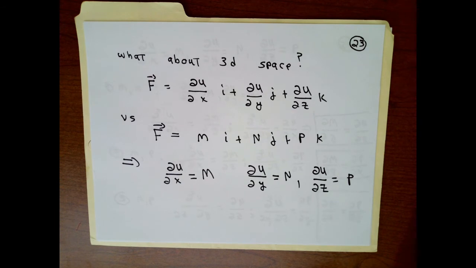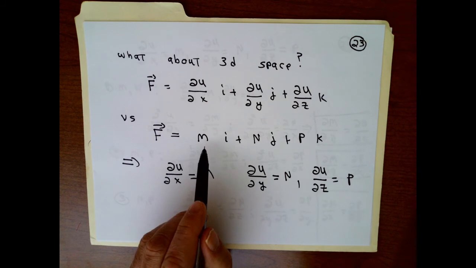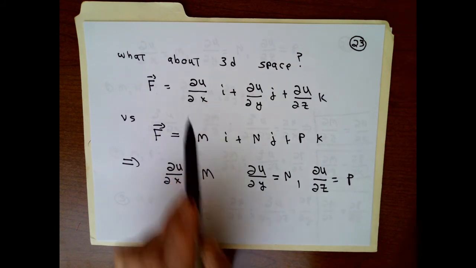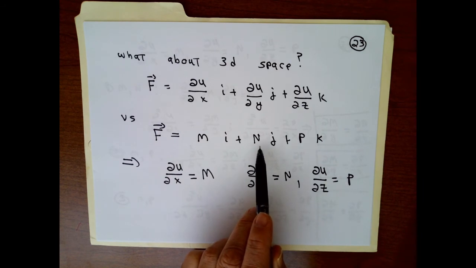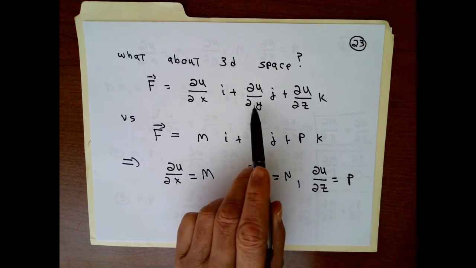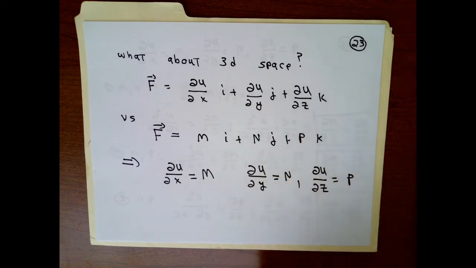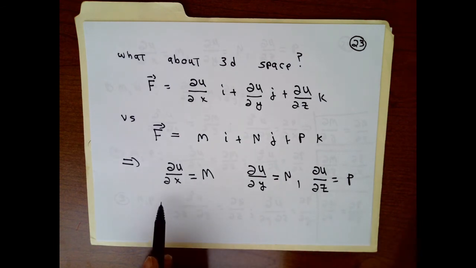If you have a conservative field, the first component has to be the partial of the potential with respect to x. The second component has to be the partial of the potential with respect to y. And the third component has to be the partial of u with respect to z. So if we have a conservative field, it certainly must be true that there is a function u so that these three facts are true.